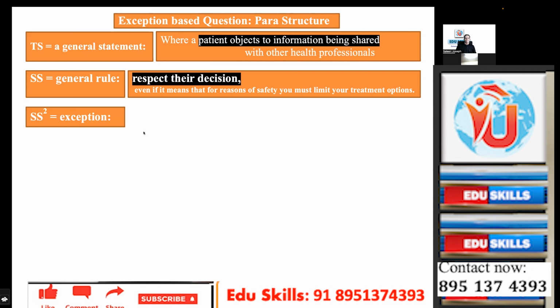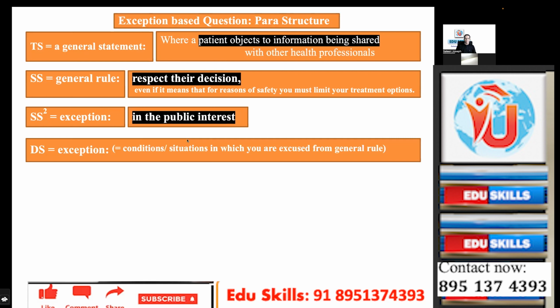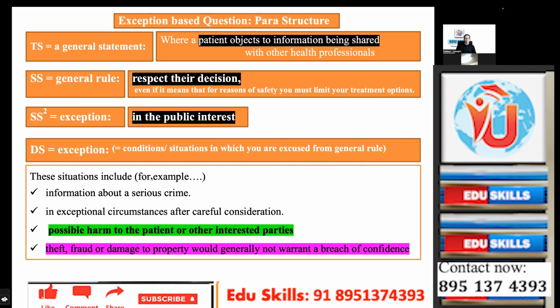Then the exception. What is the exception? That is the general rule. The exception is the public interest. So what are those situations in the public interest? These situations include, for example, information about a serious crime. In exceptional circumstances after careful consideration, possible harm to the patient or other interested parties, theft, fraud, or damage to property would generally not warrant a breach of confidence. I have highlighted this in red because that's a negative expression. This says you cannot breach the confidence, you cannot disclose the information.